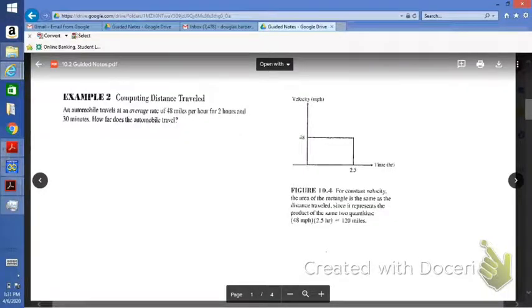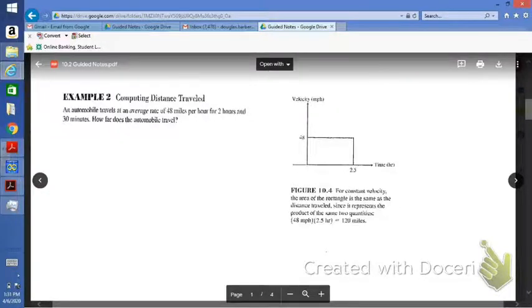Okay, we're going to skip example 2. Again, it's super similar to example 1, just a change of wording a little bit. It's not important. I want to focus right now on the graph to the right of it.